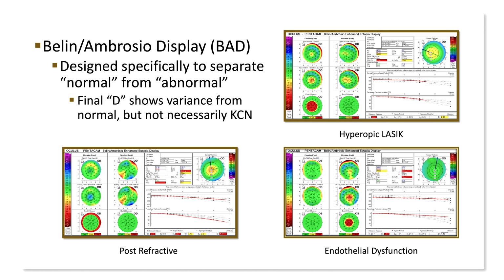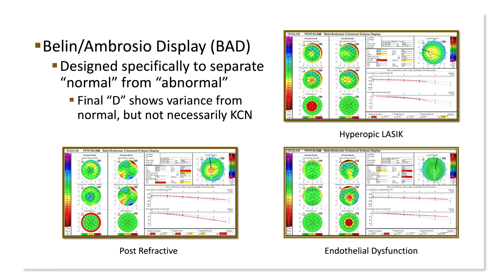These are some examples of abnormal BAD displays. The one on your bottom left is post-refractive. If you look at the first column, that's the anterior elevation, you'll notice this flattening, and that's what you'd expect if we flatten the cornea. The second column is the posterior elevation. It's very normal because we don't expect to see changes on the posterior surface after refractive surgery.